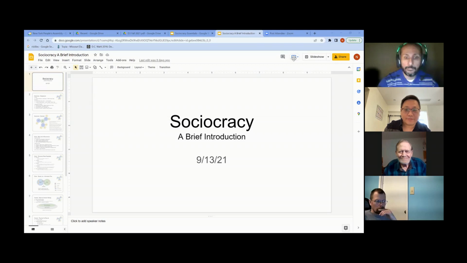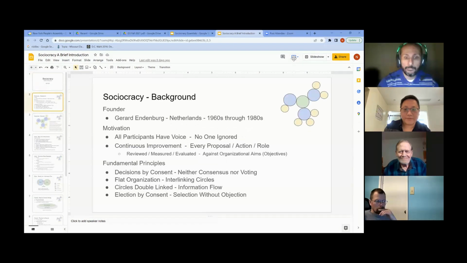All participants have a voice, no one's ignored. There is continuous empowerment of every proposal. It's a flat organization with interlinked circles. Circles are double linked for information flow, and elections are by consent. Selection without objection. There's again the Sociocracy circle, the delegate circles.